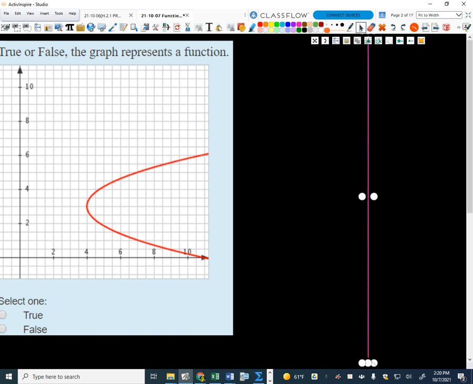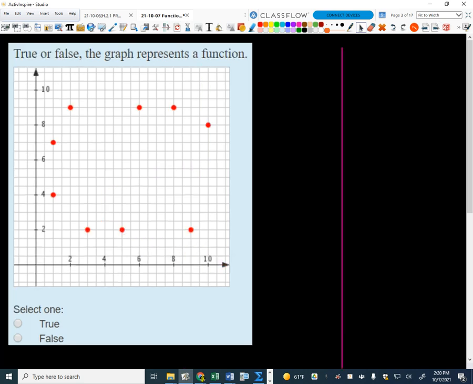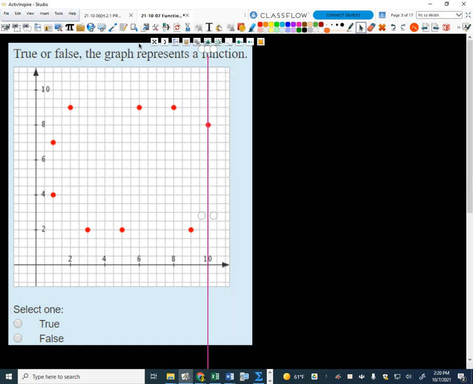You get the idea. We see a couple of intersections there. What about that one? False. Where's the problem? It's good so far, good so far, good so far. But when we get clear over to there, we've got problems, don't we? There's one set of points that lines up vertically, so therefore it's not a function.